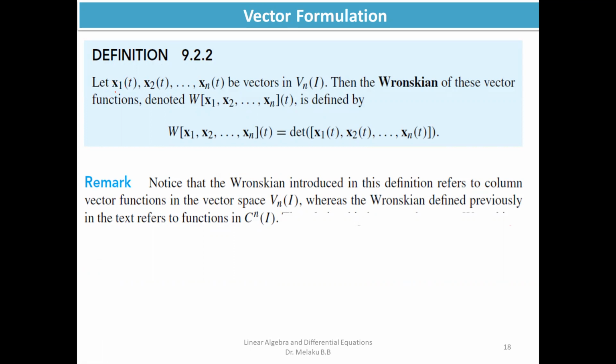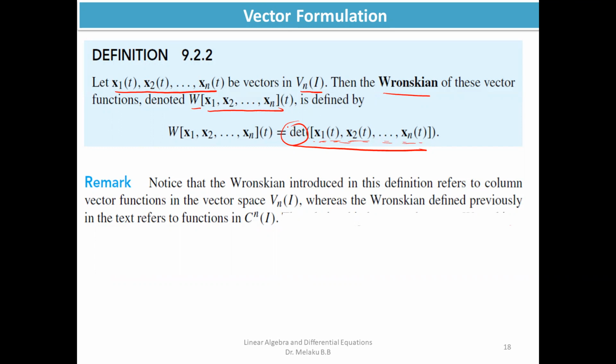If we have x1(t), x2(t) through xn(t) be vectors in V_n(I), just the same as what I showed you, then the Wronskian of these vectors is defined as W of the matrix formed by these vectors, written as W of x1, x2, xn of t. The Wronskian is simply the determinant of the column vectors, or matrix. So just remember this one, okay, the Wronskian is the determinant.